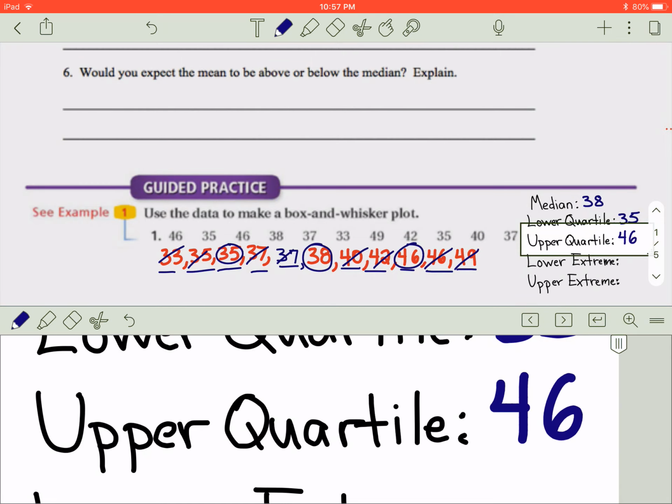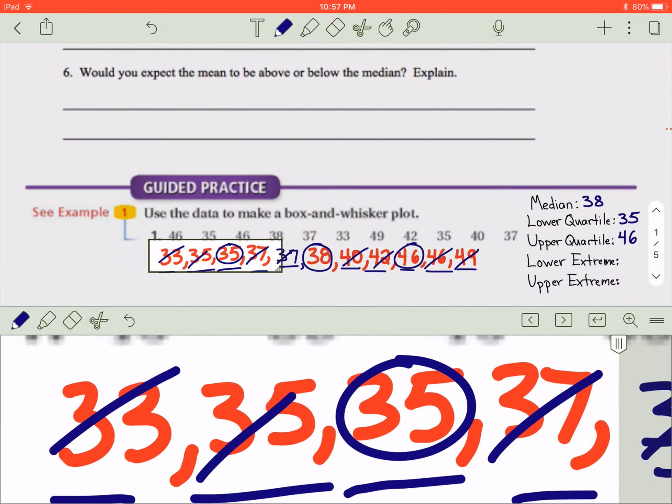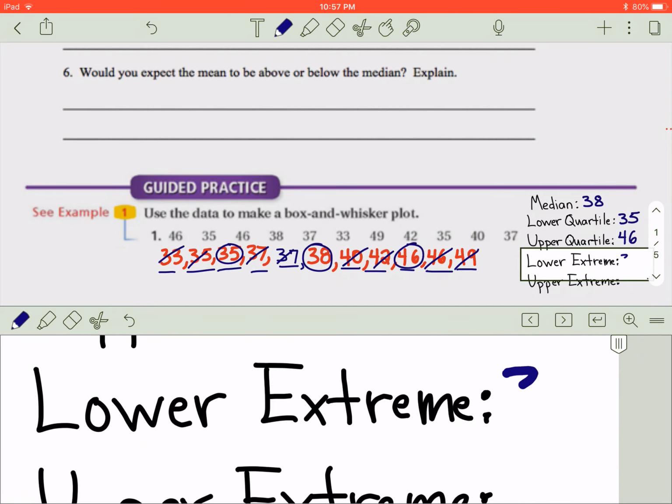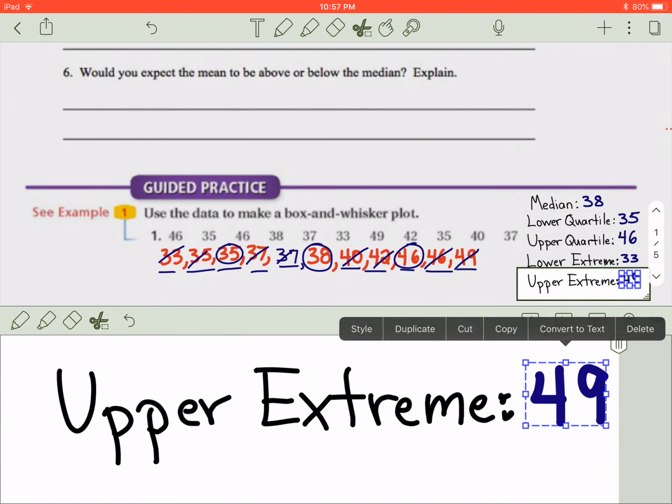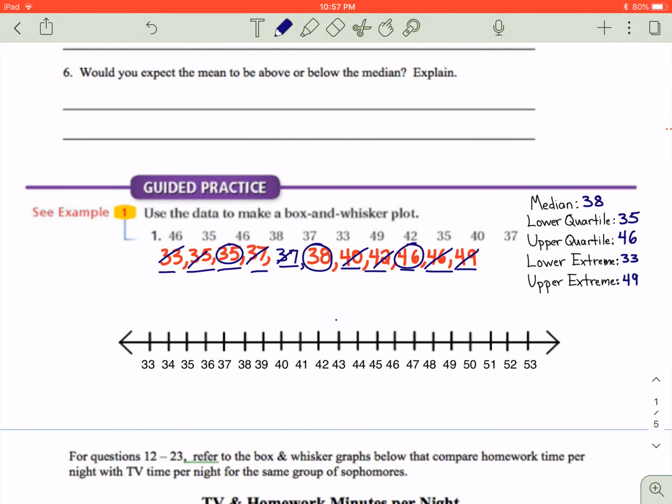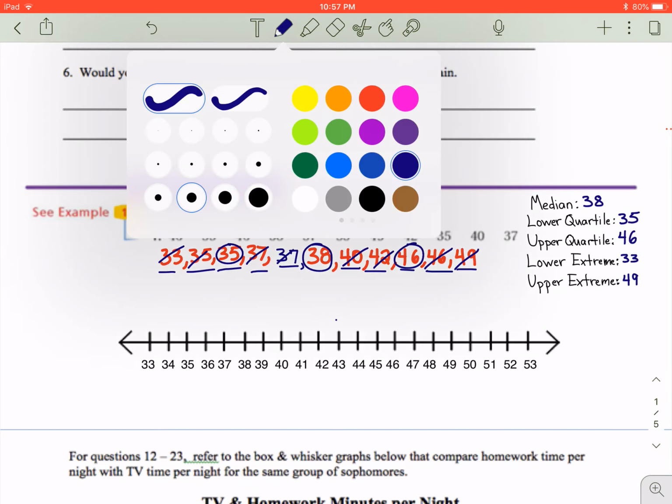And my extremes are simply my smallest and biggest number. So my smallest number is 33, and my biggest number is 49. So step 1 is to find those data points. Once you have those data points, you would then graph them above the number line that I have down there.